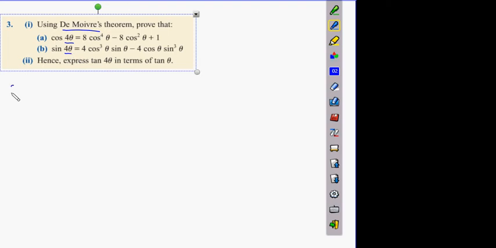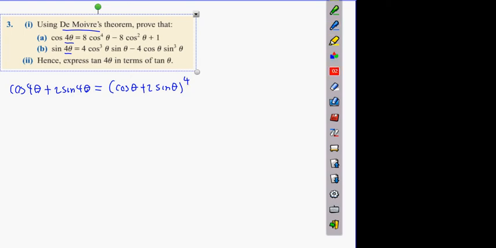So what I write down is cos 4θ + i sin 4θ equals (cos θ + i sin θ) to the power of 4. Is everybody with me so far? Okay, first step, everybody's with me.